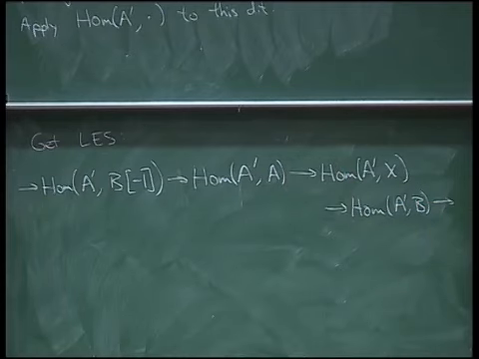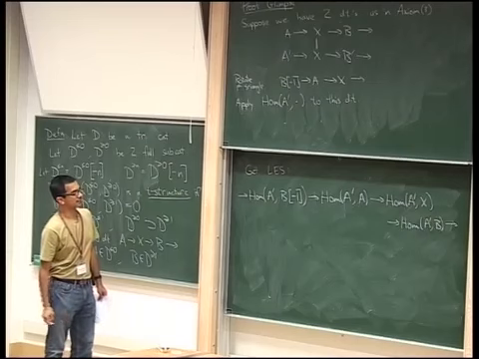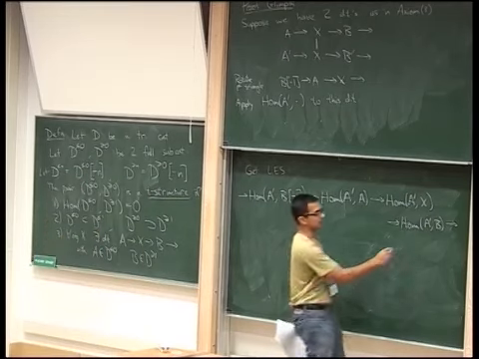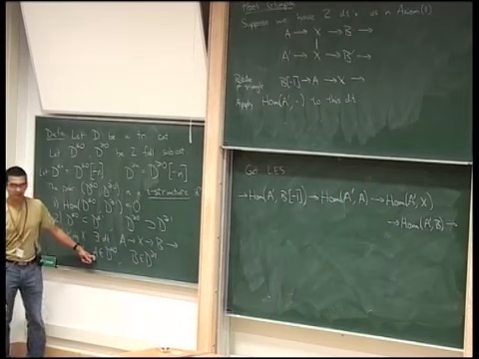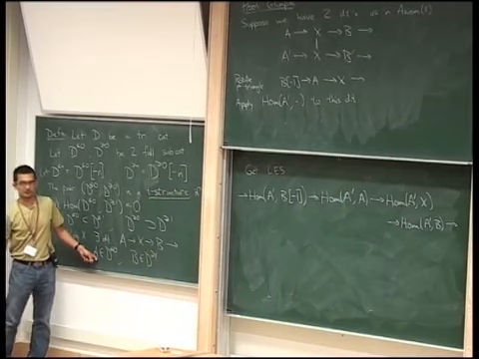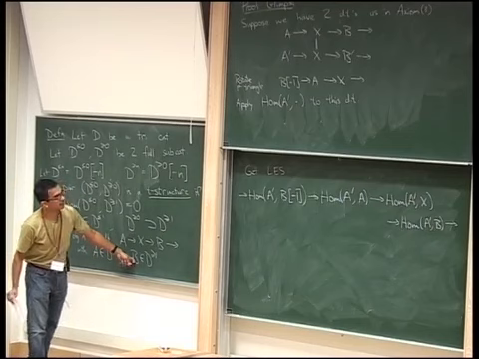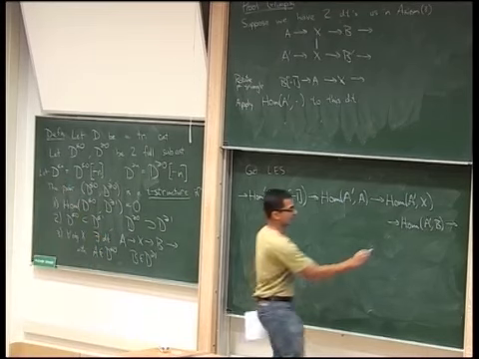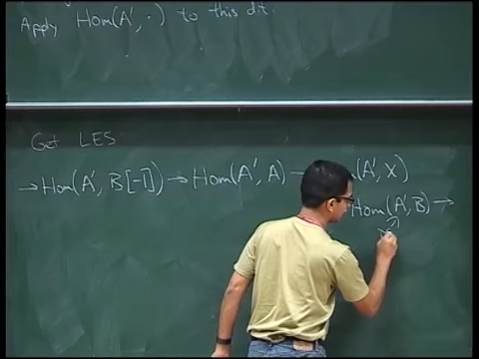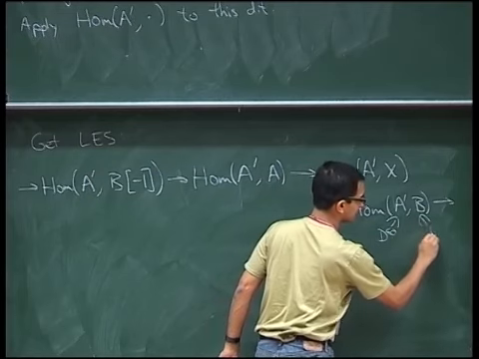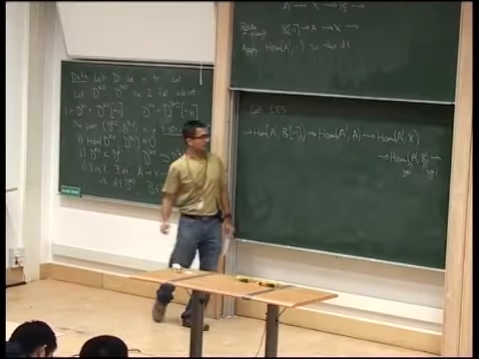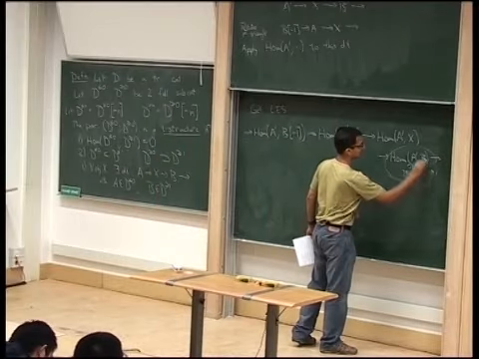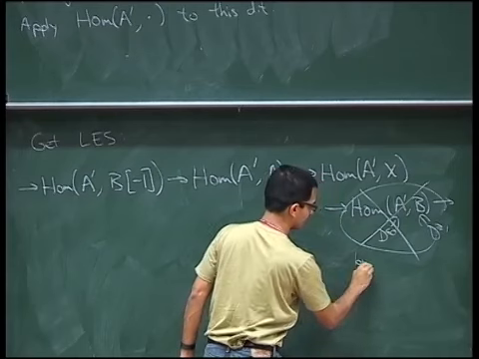So what can we do with this? Well, we know a few things. The axioms say that A and A prime are both in D less than or equal to 0, and B is in D greater than or equal to 1. And then the first axiom says that that Hom group has to vanish. So this is 0 by axiom 1.